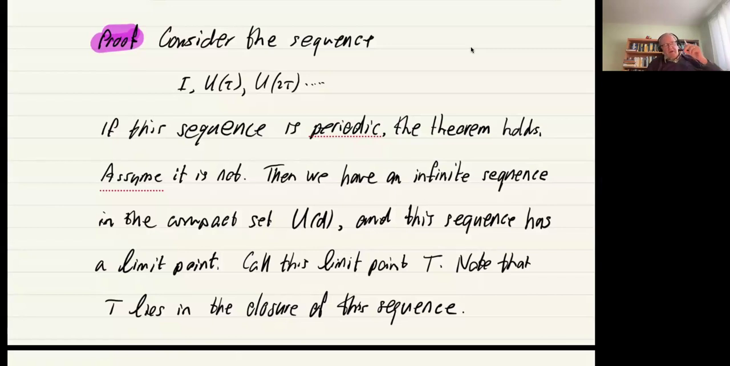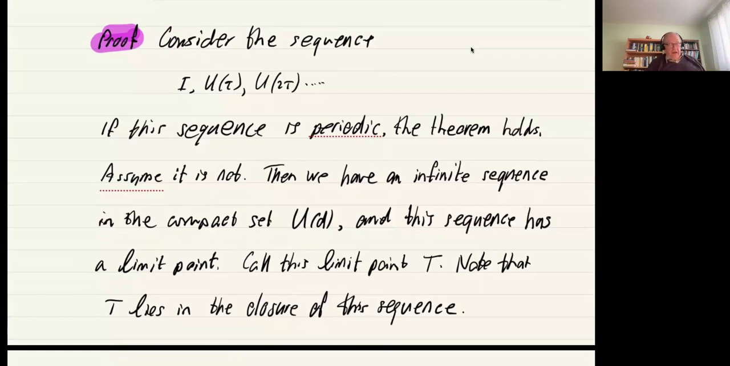So you've got this infinite sequence of matrices in the d by d unitary group. Now, the d by d unitary group: you look at a d by d unitary matrix, each row and column has norm 1. So the unitary group is a compact subset of the set of all d by d complex matrices. So now you have an infinite sequence of points in a compact set.